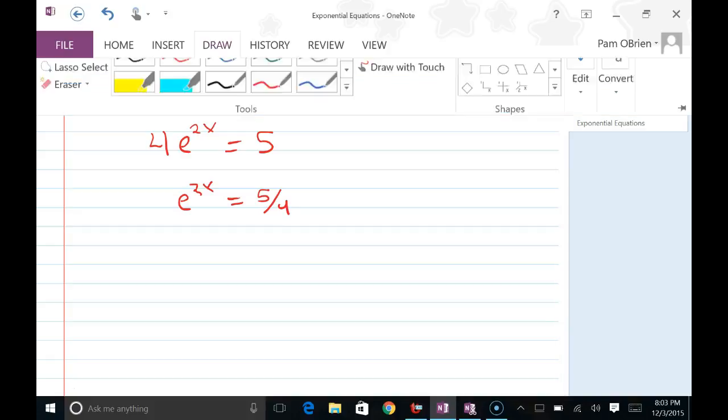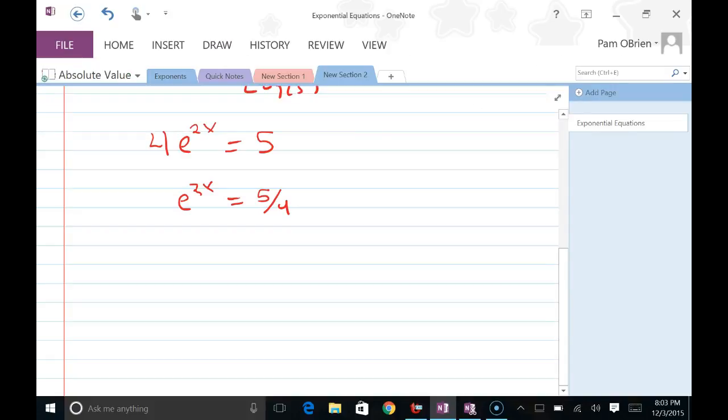Again, we want to get rid of that silly exponent because the variable is in the exponent, and the only way to do this is to log both sides. But here's where I want you to think. If I used base 10, I'd want to log it with base 10, the common log. Because I have e, when I log both sides, it makes sense to use the natural log because they are inverses of each other.